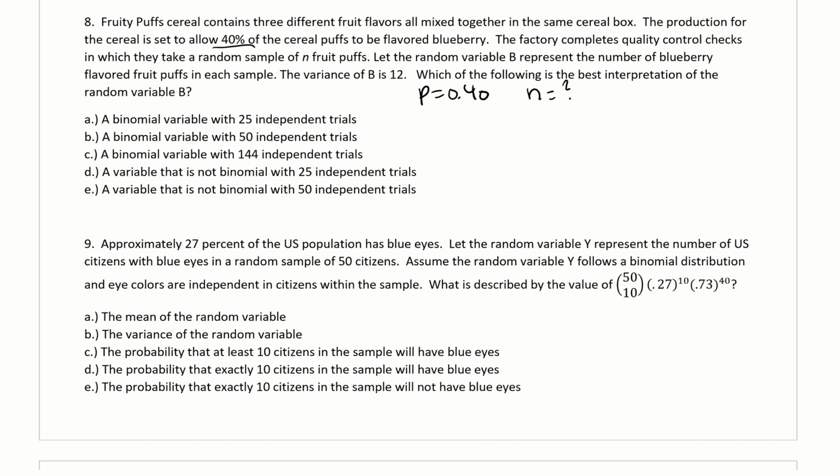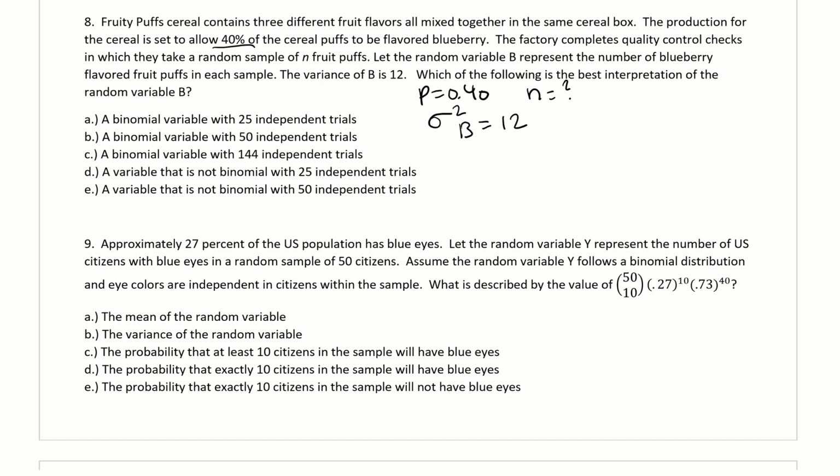Let the random variable b represent the number of blueberry flavored fruit puffs in each sample, the variance. So they give you the variance here. So they give you sigma squared is 12. Which of the following is the best interpretation of the random variable b? Well, okay, so is it binomial?